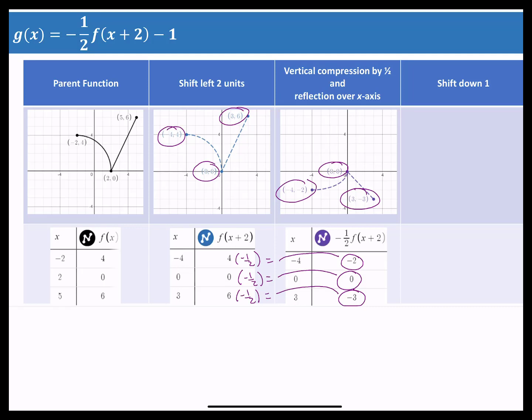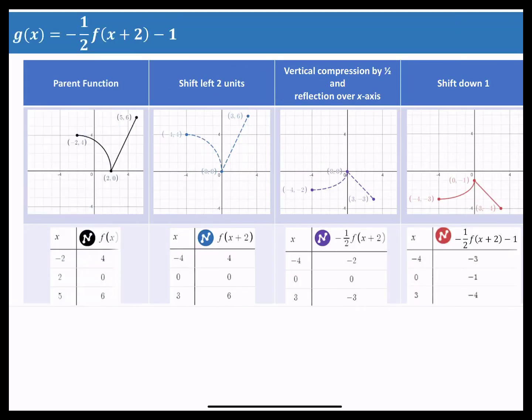In general, we see that vertically compressing the graph and reflecting it over the x-axis is equivalent to multiplying all the y values of the points on the graph by -1/2. The last transformation applied is a vertical shift down 1 unit. Again, focusing on our 3 key points, notice that a vertical shift did not affect the x values at all. However, all the y values are 1 less than previously.